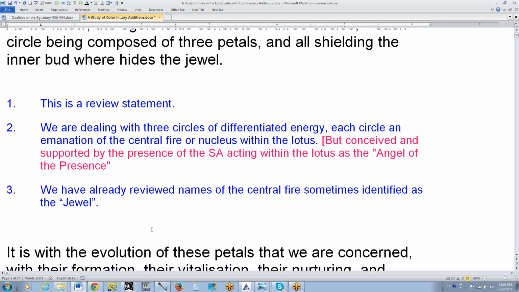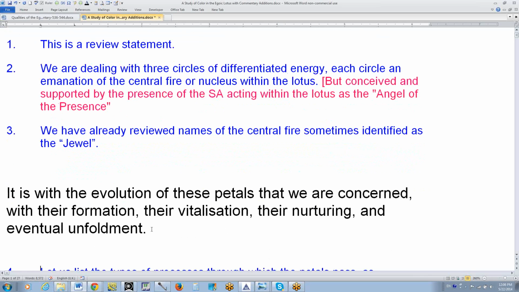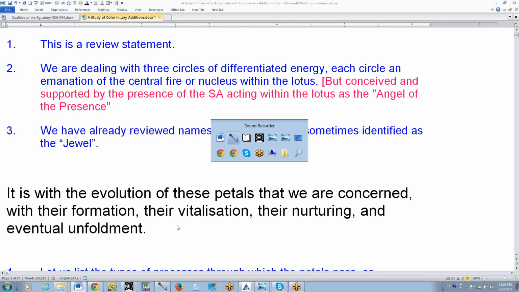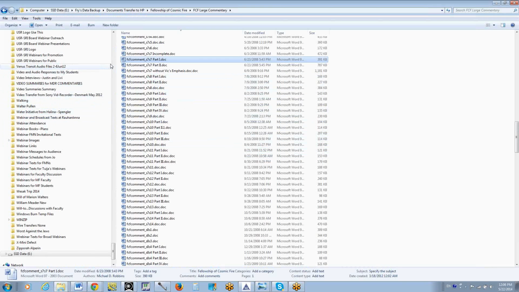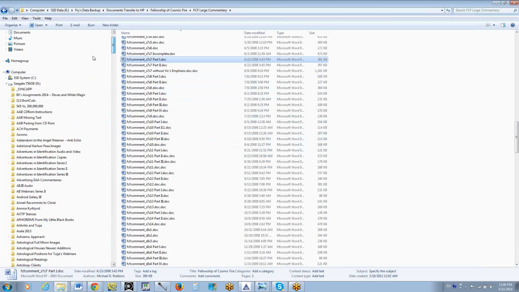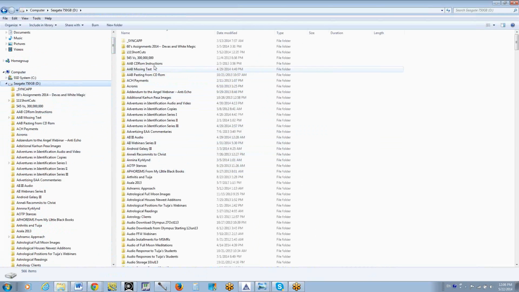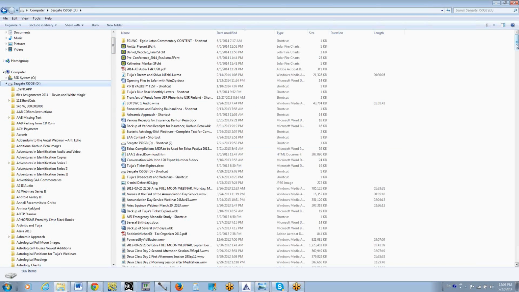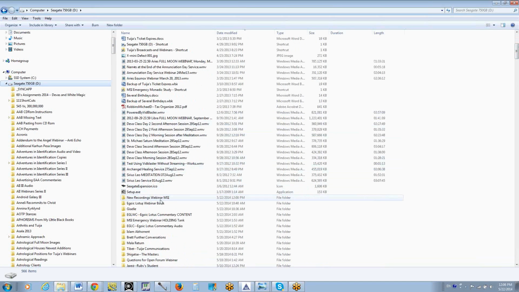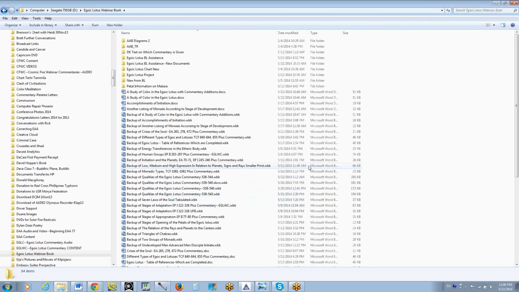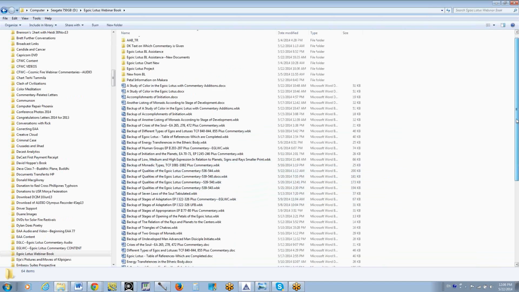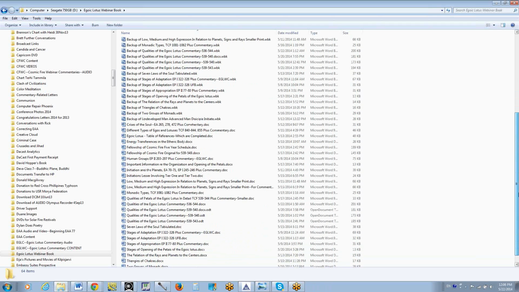So it is with the evolution of these petals that we are concerned, with their formation, their vitalization, their nurturing, and their eventual unfoldment. And I wonder if I turned, there are some more of those wonderful stages which we need to have clearly in mind when we're thinking about the kinds of things that happen in the Egoic Lotus. So this is the Egoic Lotus, the material I've been gathering. Stages of opening of the petals.